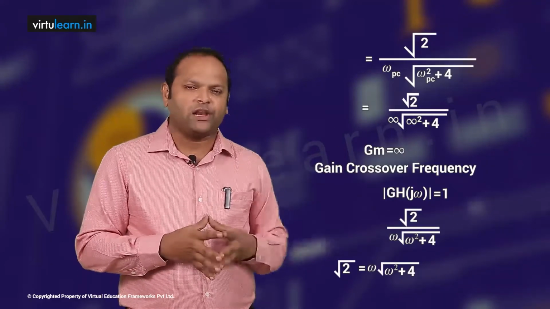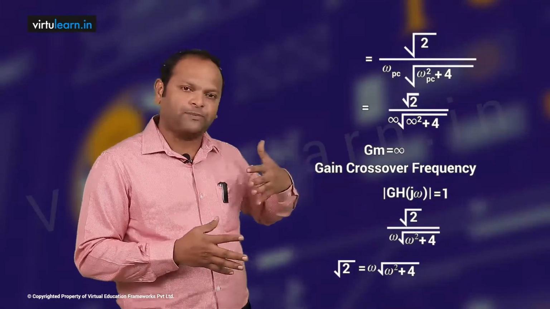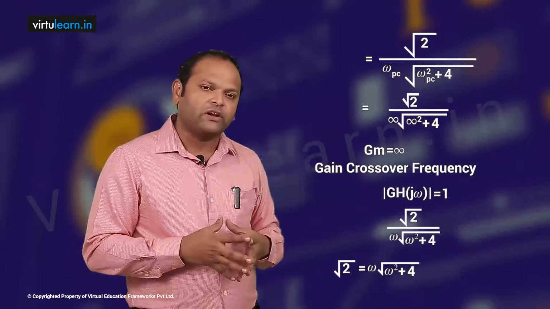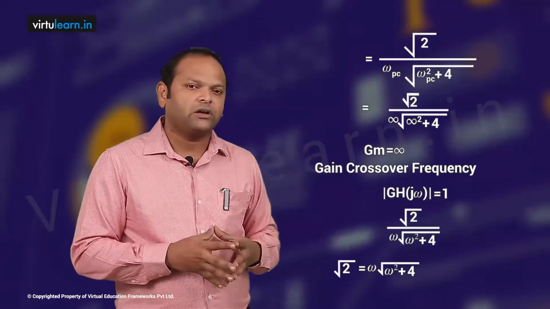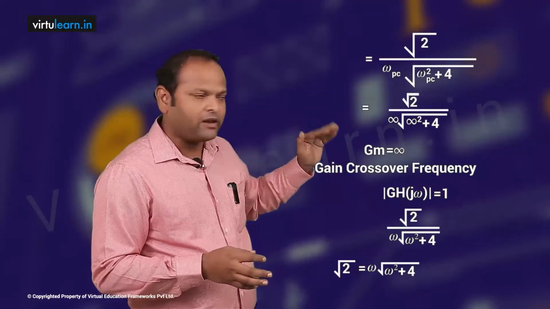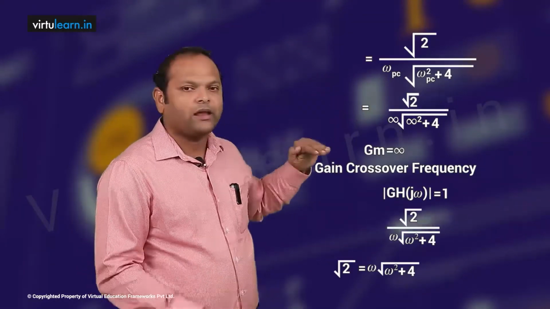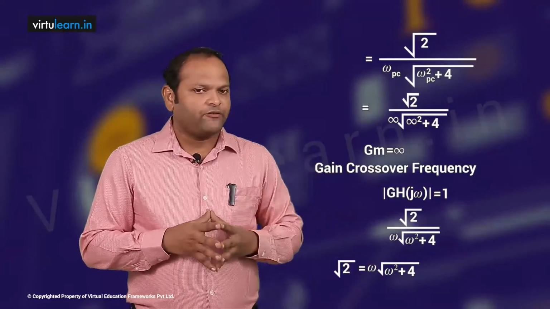Whatever the K value may be, all my closed loop poles lie in the left half of the S plane. When all the poles are in the left half of the S plane, my closed loop system is always stable irrespective of the gain value. This is the result of the gain margin. We have omega pc infinity, gain margin also infinity. But we can find out what the phase margin will be.